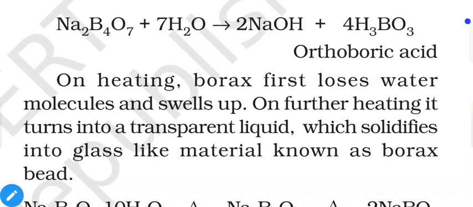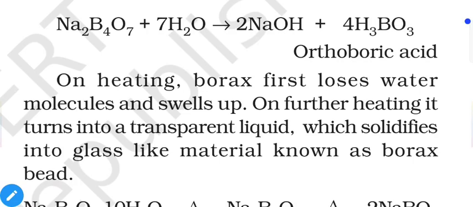When dissolved in water, it produces an alkaline solution because it produces NaOH and H3BO3, or orthoboric acid. It is a weak acid, so because of the stronger nature of basic NaOH, the overall solution will become basic. On heating, it loses water, and on further heating, first it swells up, then it turns into a transparent liquid which solidifies into a glass-like material, known as borax bead.